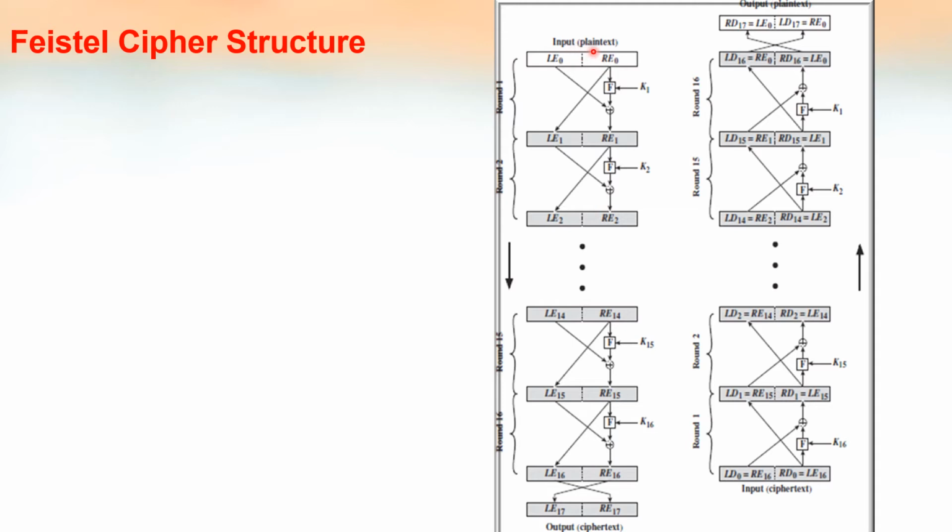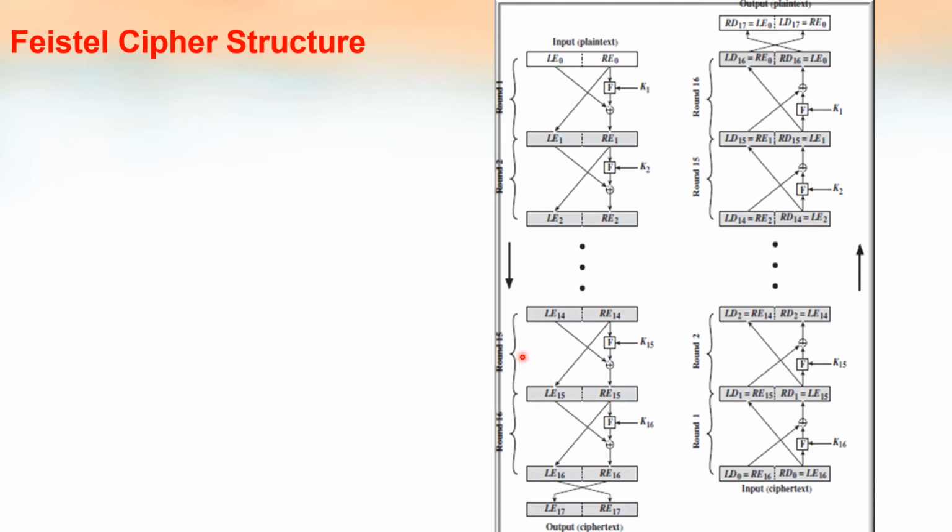First, this is the input plain text. A block of the plain text is divided into two halves. For example, if the block is 64 bits, it is divided exactly into a 32-bit left side and a 32-bit right side. The left side is shown here as LE0, left encryption, and the right side as RE0, right encryption. The 0 means it is the first step, that is why it starts from 0.